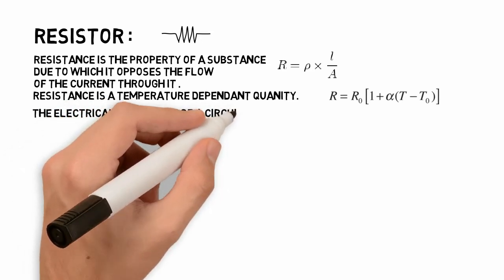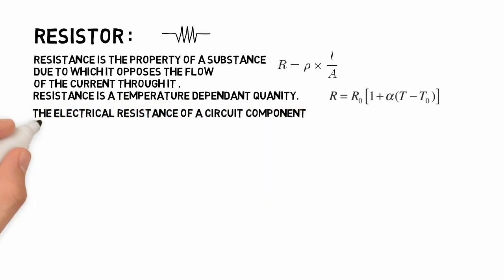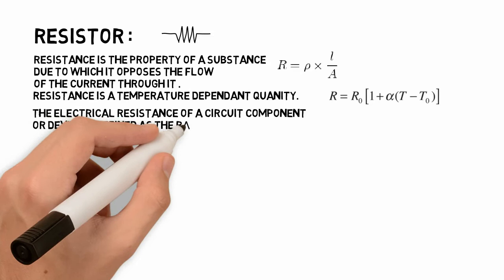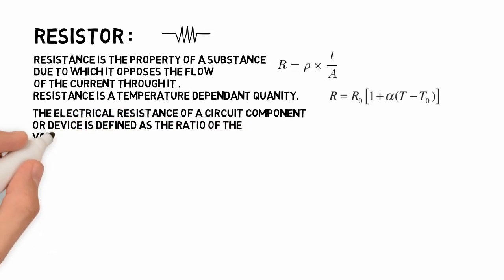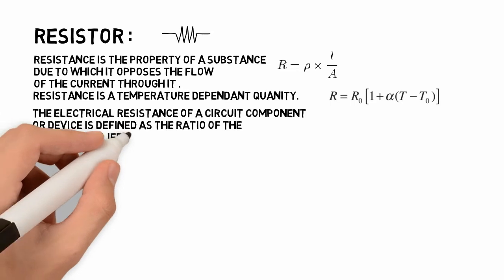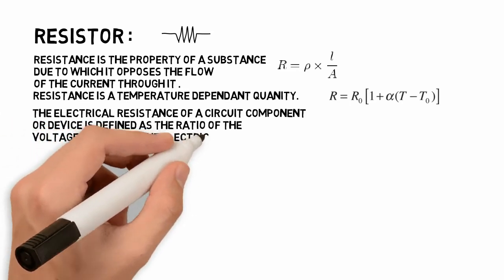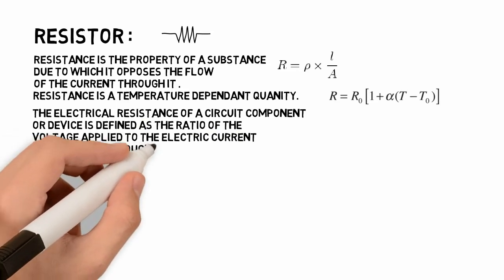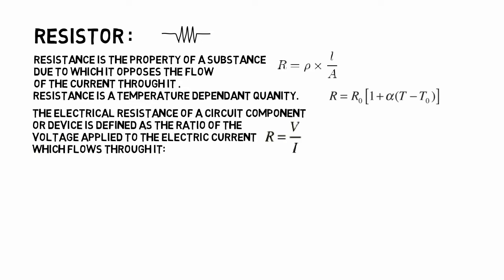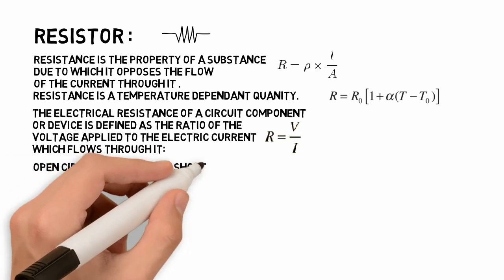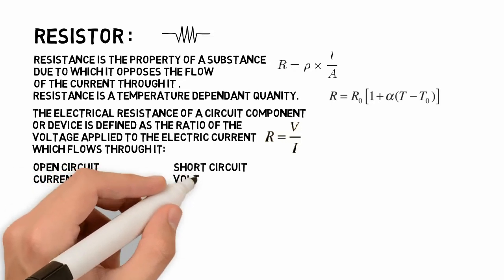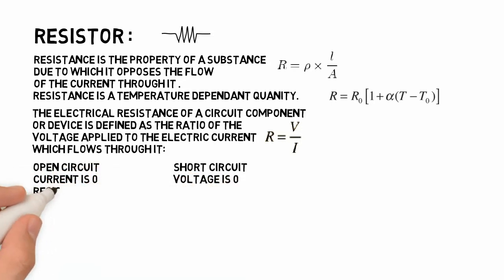The electrical resistance of a circuit component or a device is defined as the ratio of the voltage applied to the electric current which flows through it. R equals V by I. In an open circuit, no current flows through it. In a short circuit, the voltage is zero. So in an open circuit, resistance is infinite, and in a short circuit, resistance is zero.